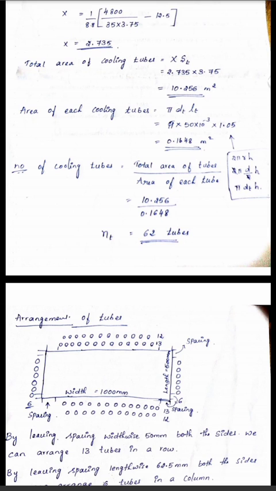To calculate the number of cooling tubes, we need the area of each tube. The area of each cooling tube formula is pi d l. Here d is the diameter of the tube, which is always 50 mm. It is in millimeters, so substitute all the values in meters: 50 into 10 power minus 3, into the length of the tube.